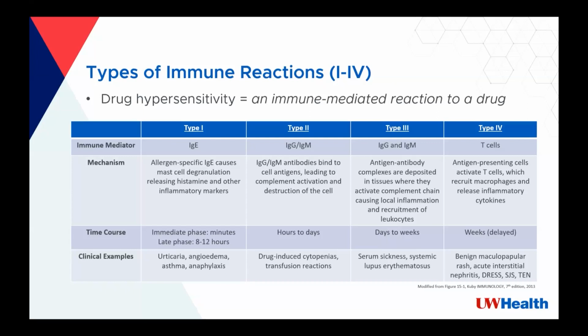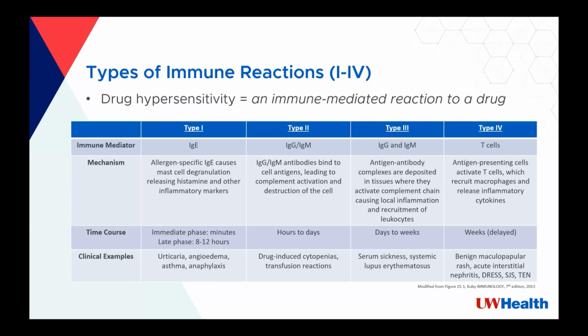Type 3 is mediated by IgG and IgM, and this is where antibody-antigen complexes will cause local inflammation and the recruitment of leukocytes. So these will typically be more delayed, occurring 1 to 3 weeks after beginning the drug. And these can present as a serum sickness-like reaction or systemic lupus, so presenting with fever, rash, and arthralgias.